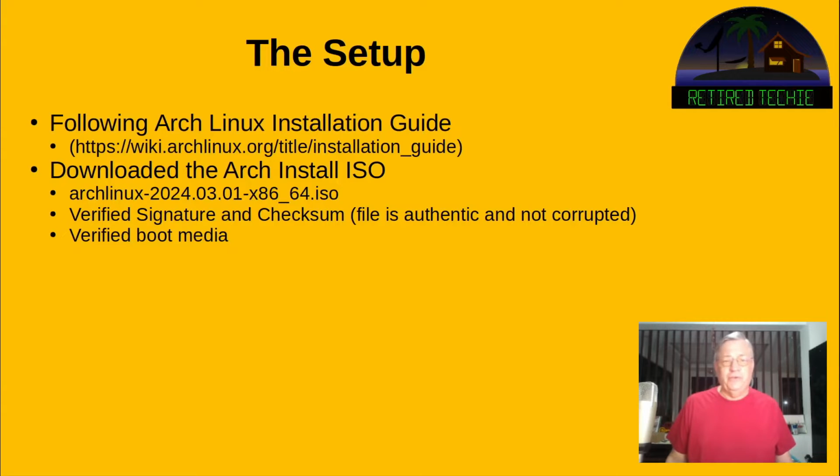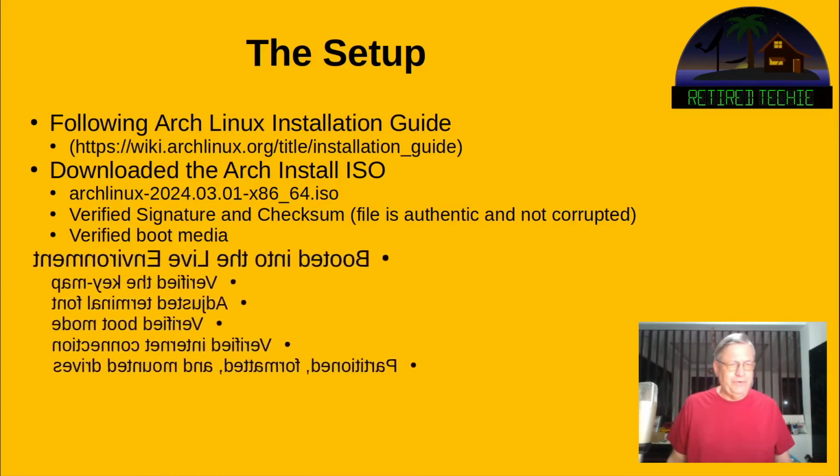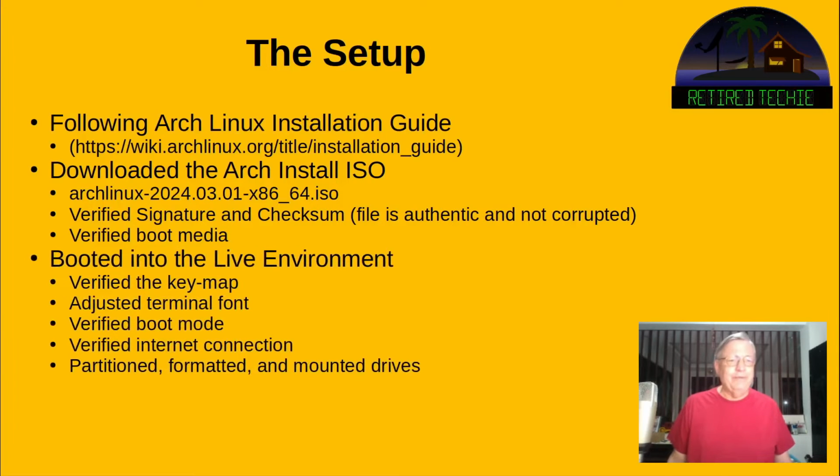I verified the signature and I verified the checksum. The file is authentic and it's not corrupted. This is what this told me. I loaded it to boot media and then I verified the boot media, in this case USB. So nothing wrong with the download or with the creation of the boot media. I booted into the live environment, boy, this particular fade-in is annoying. I'm going to use something different next time, but I booted into the live environment, verified the keymap, adjusted the terminal font, verified the boot mode, verified my internet connection, partitioned, formatted and mounted the particular drive, and then I ran pacstrap and the install went down the drain.